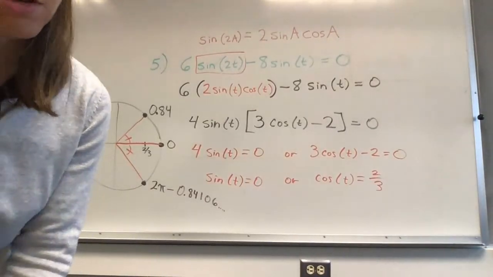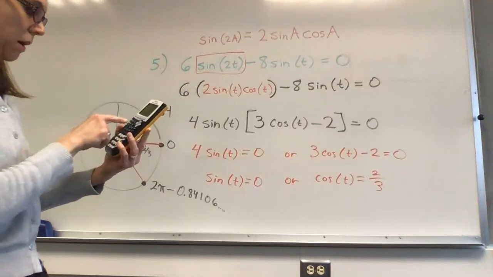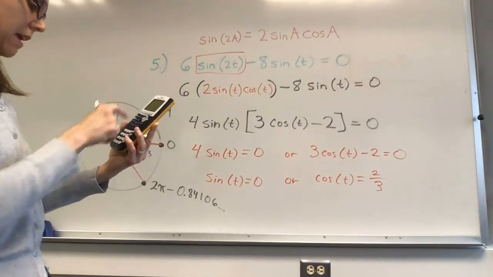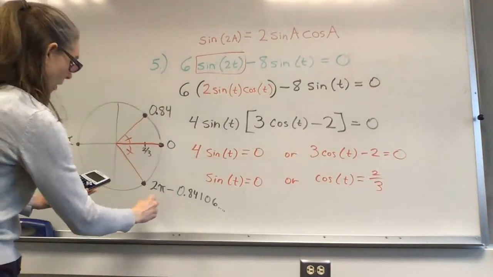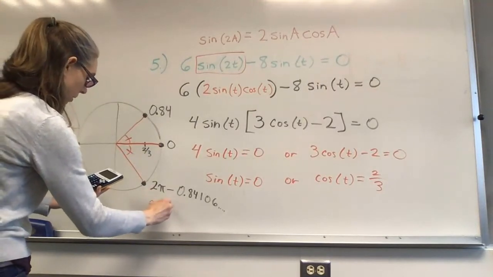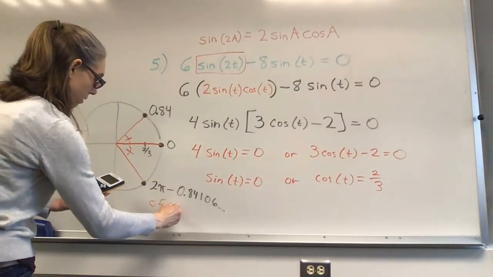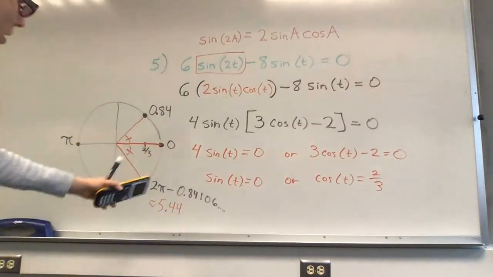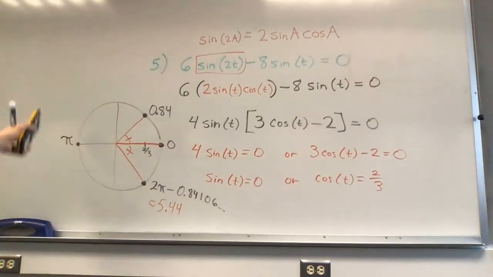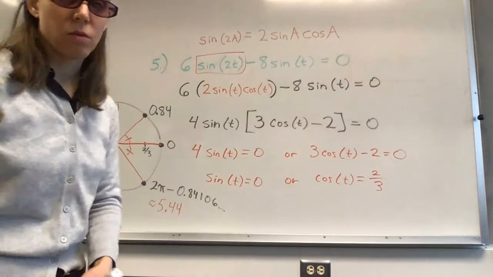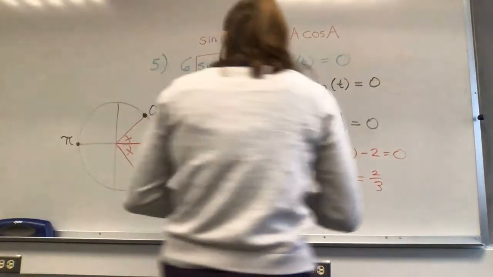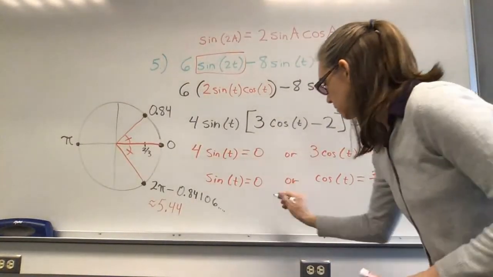So I'm going to just go to my calculator and say 2 pi minus the answer. And then that is going to be, to 2 decimal places, 5.44. So I have a 0, a 0.84, a pi, and a 5.44 as my final solution set. I'll go ahead and write them down here.